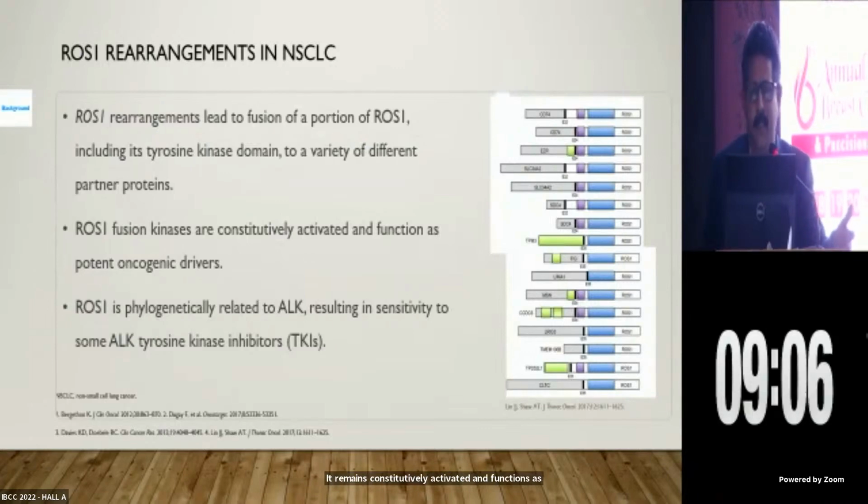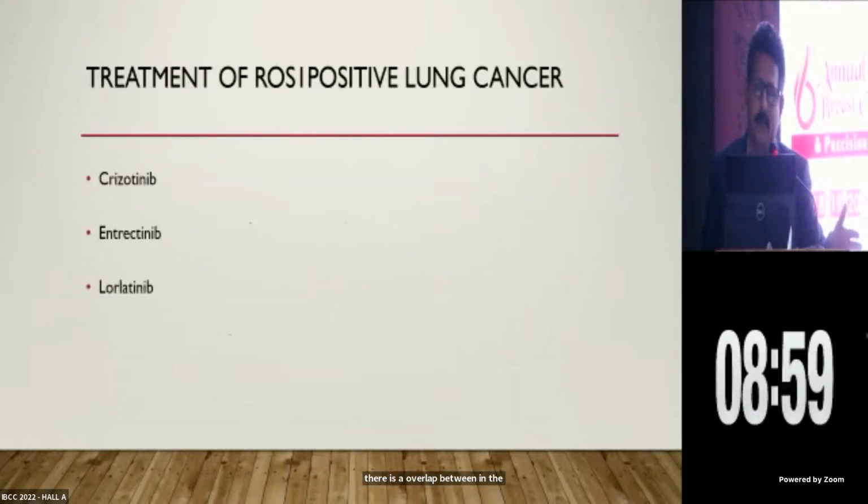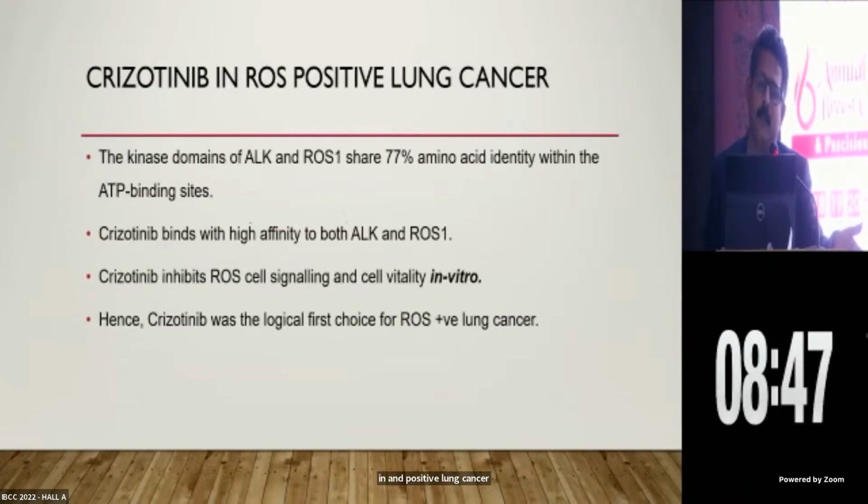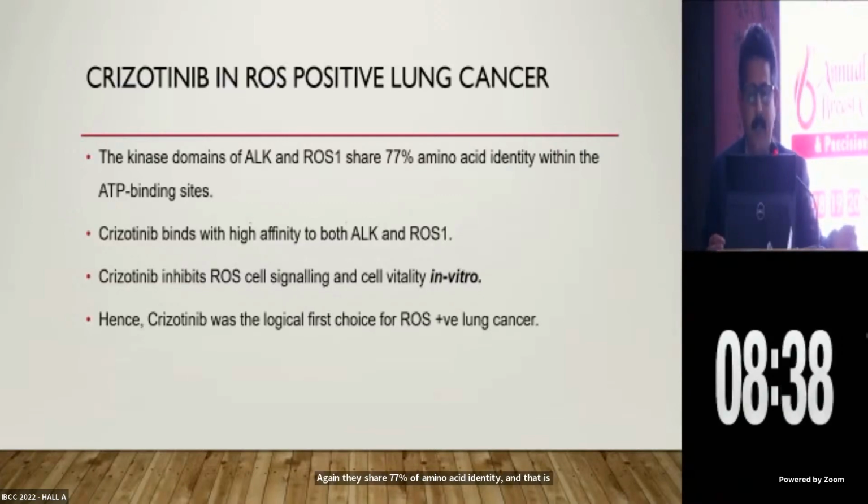It is phylogenetically related to ALK, and that is why there is an overlap between ALK positive lung cancers and ROS1, and that is why the drugs which we use for ROS1 are also the ones which are effective in ALK positive lung cancer: crizotinib, entrectinib, and lorlatinib. The kinase domains of ALK and ROS share 77% of amino acid identity, and that is why crizotinib has shown good binding activity to both ALK and ROS. That is why it was the logical first choice for lung cancer.